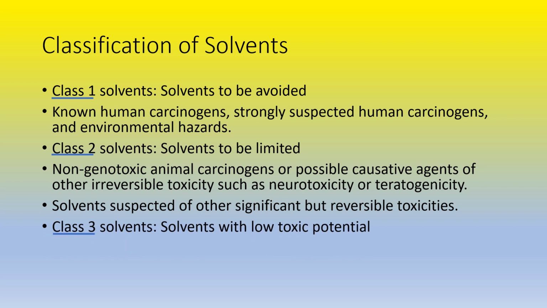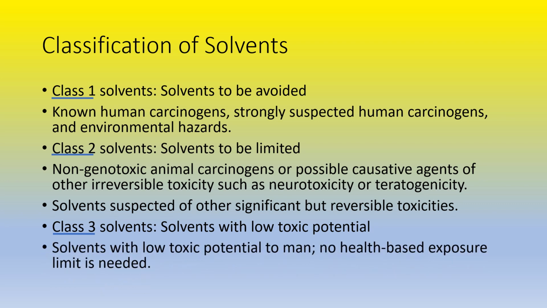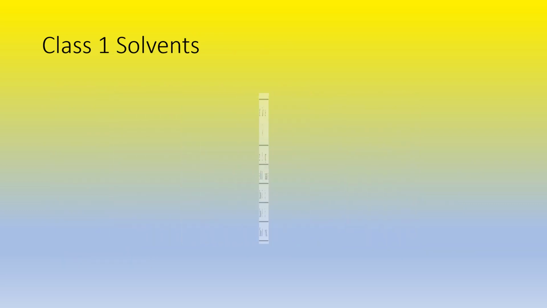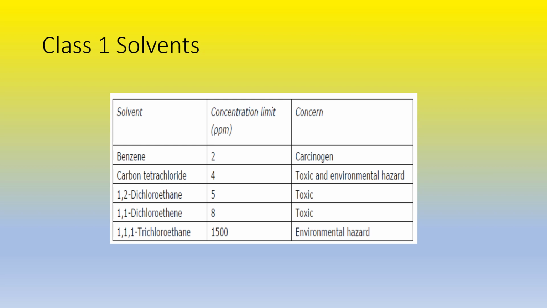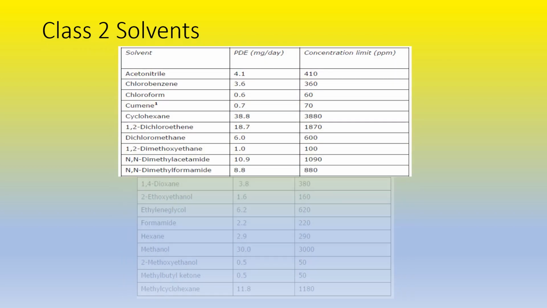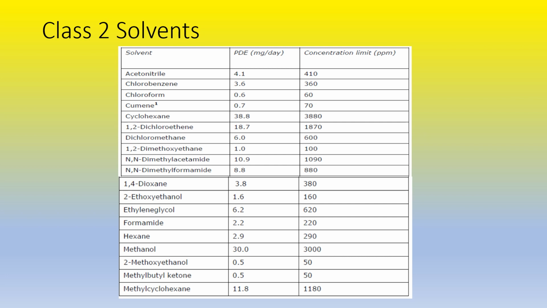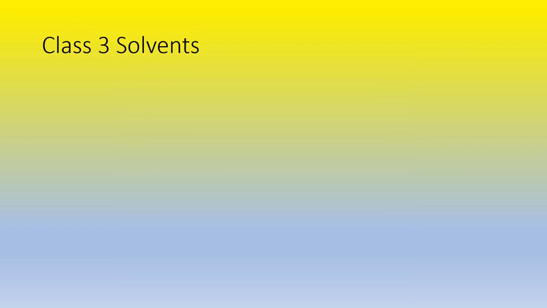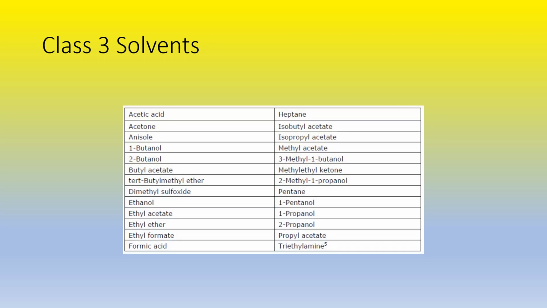Class 3 solvents, solvents with low toxic potential. Solvents with low toxic potential to man, so no health-based exposure limit is needed. This is the list of class 1 solvents with the maximum limits prescribed. This is the list of class 2 solvents with the limits prescribed. This is the list of class 3 solvents for which the limit is not more than 0.5%.